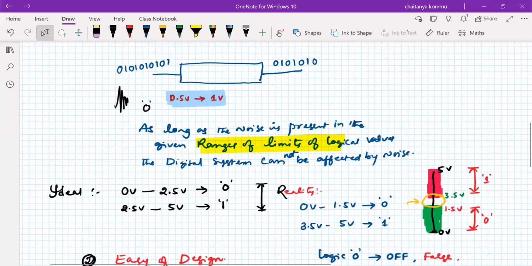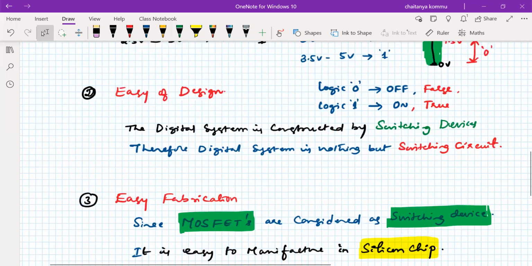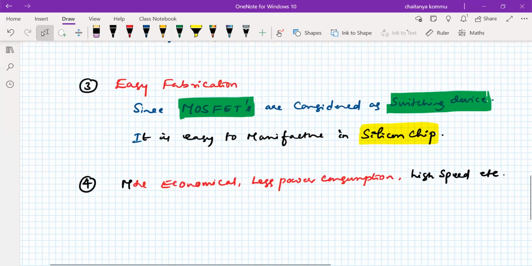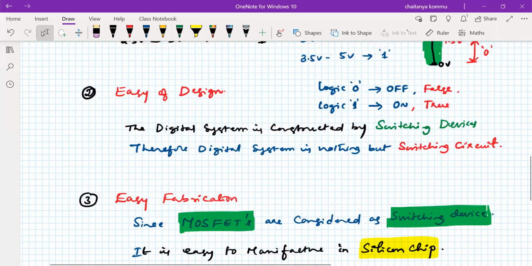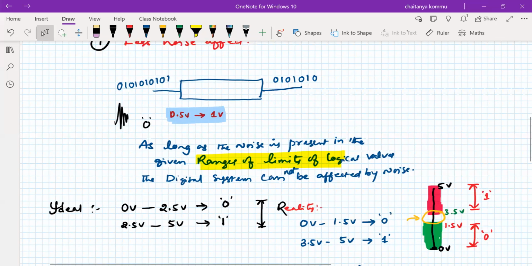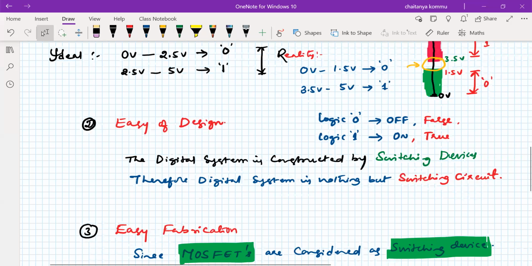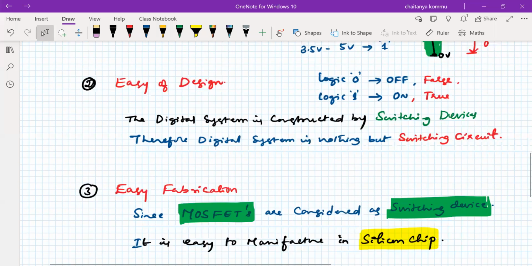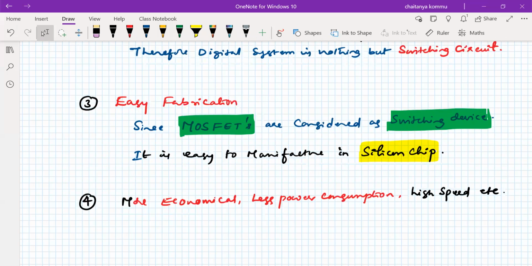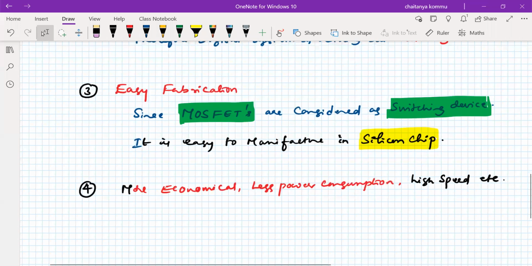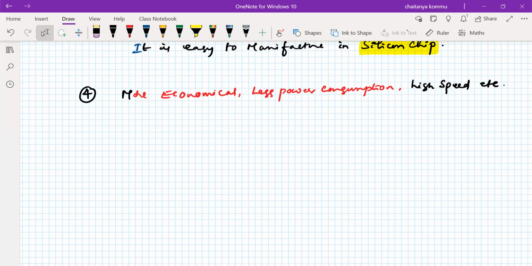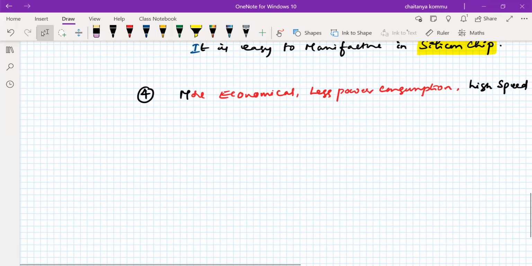Please observe these things. The first is the noise problem: there won't be any kind of noise. Design is very easy, fabrication is very good, and power consumption, high speed, and cost are also manageable when compared to analog systems. So far so good.